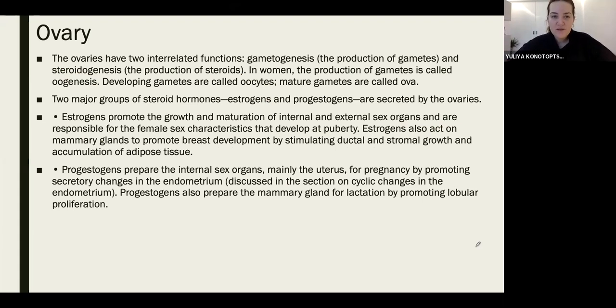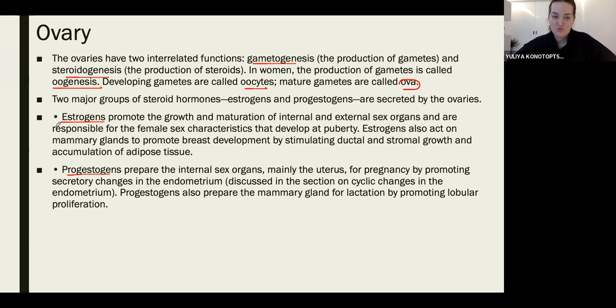So let's talk about the ovary. Ovaries have 2 functions, the same as your testes: gametogenesis and steroidogenesis. The gametes that the ovary is making are called oocytes. So that's why the process of making oocytes is called oogenesis. Mature gametes are called ova. So the oocyte which has definitely matured, you will call it ovum. The steroidogenesis is production of steroids, right? So production of the steroidal hormones. How do you call these hormones? Well, estrogen and progesterone. So these are the 2 steroidal hormones that are made by the ovary.